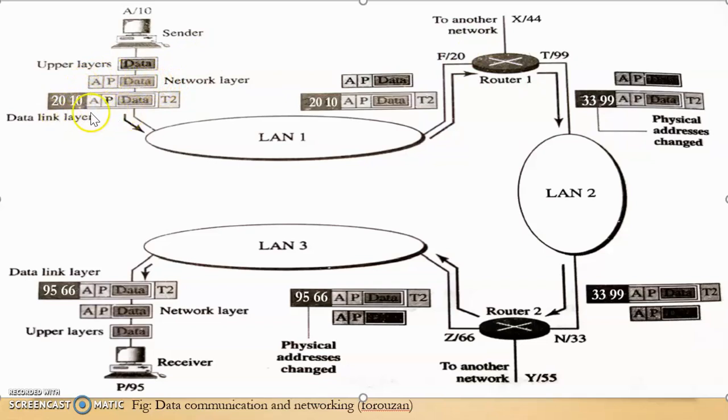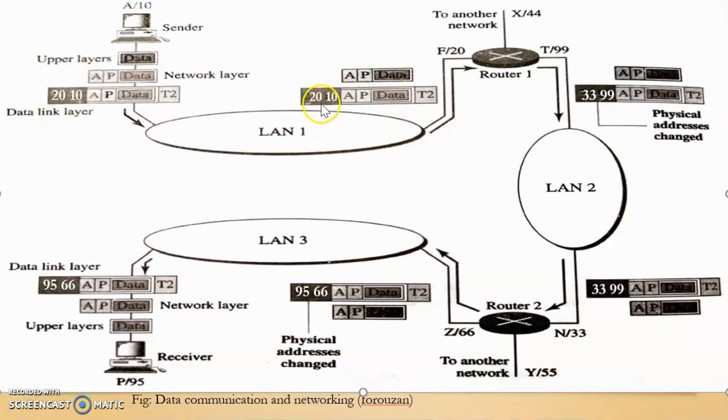Now at the data link layer, the source and the destination MAC addresses are attached in the header. Now data link layer is concerned only with hop to hop delivery. So the source MAC address will be 10 and destination MAC address will be 20, that is only of the next hop. And at the data link layer, mostly first the receiver's MAC address is attached and then the source MAC address is attached.